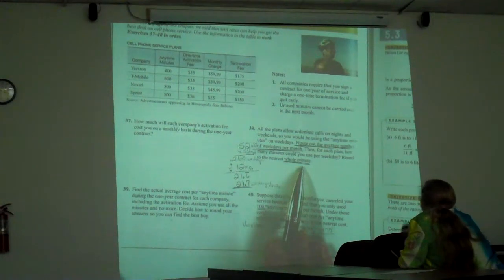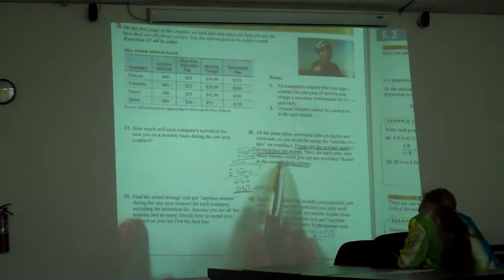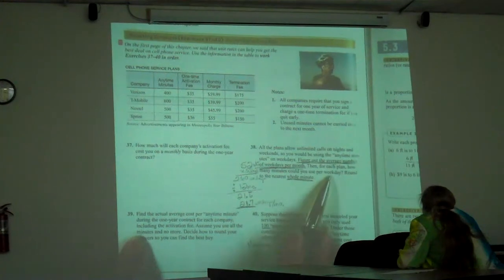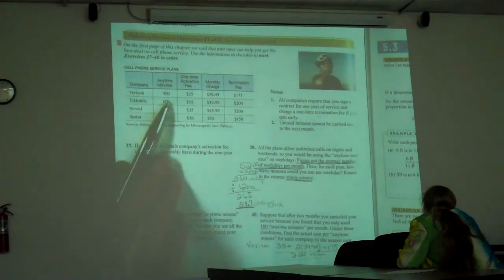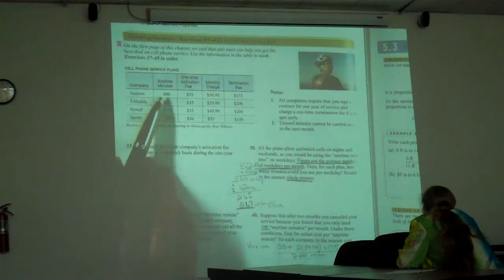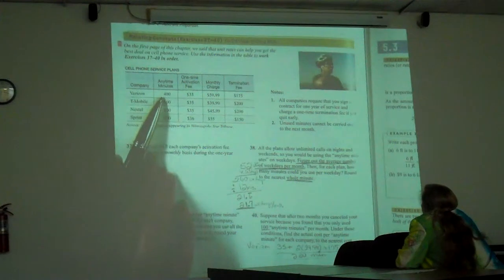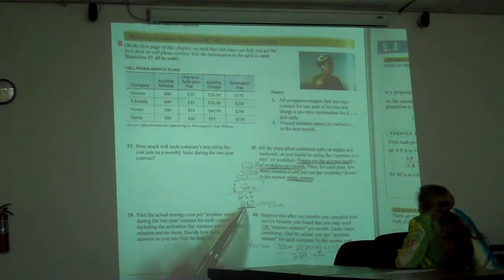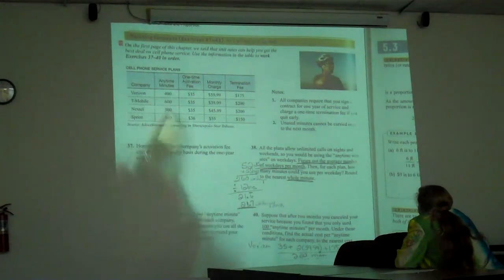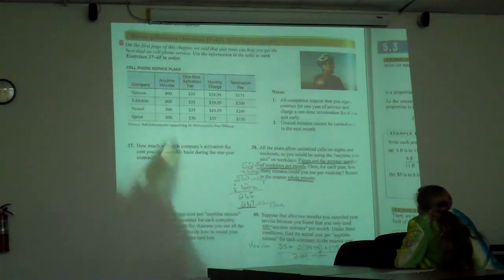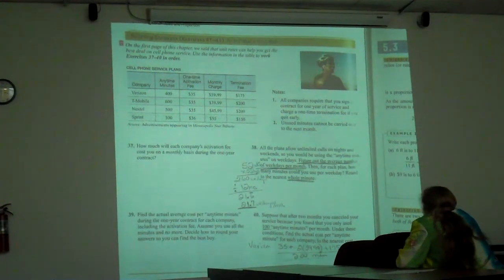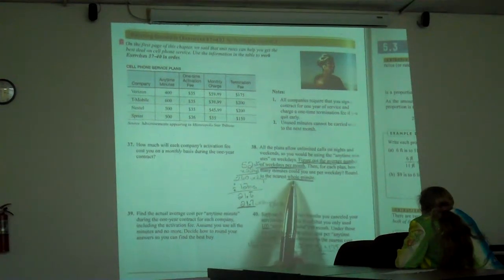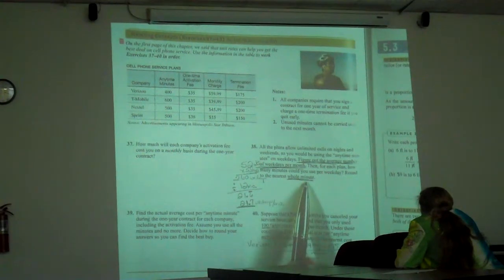So you figure out how many minutes you could use every weekday. Here are your anytime minutes for a month. If you divide that by the number of weekdays, you'd see how many you could use per day, right? You do the minutes divided by this for each plan, and then round it to the nearest whole minute, not the 10th or 100th, the nearest 1.